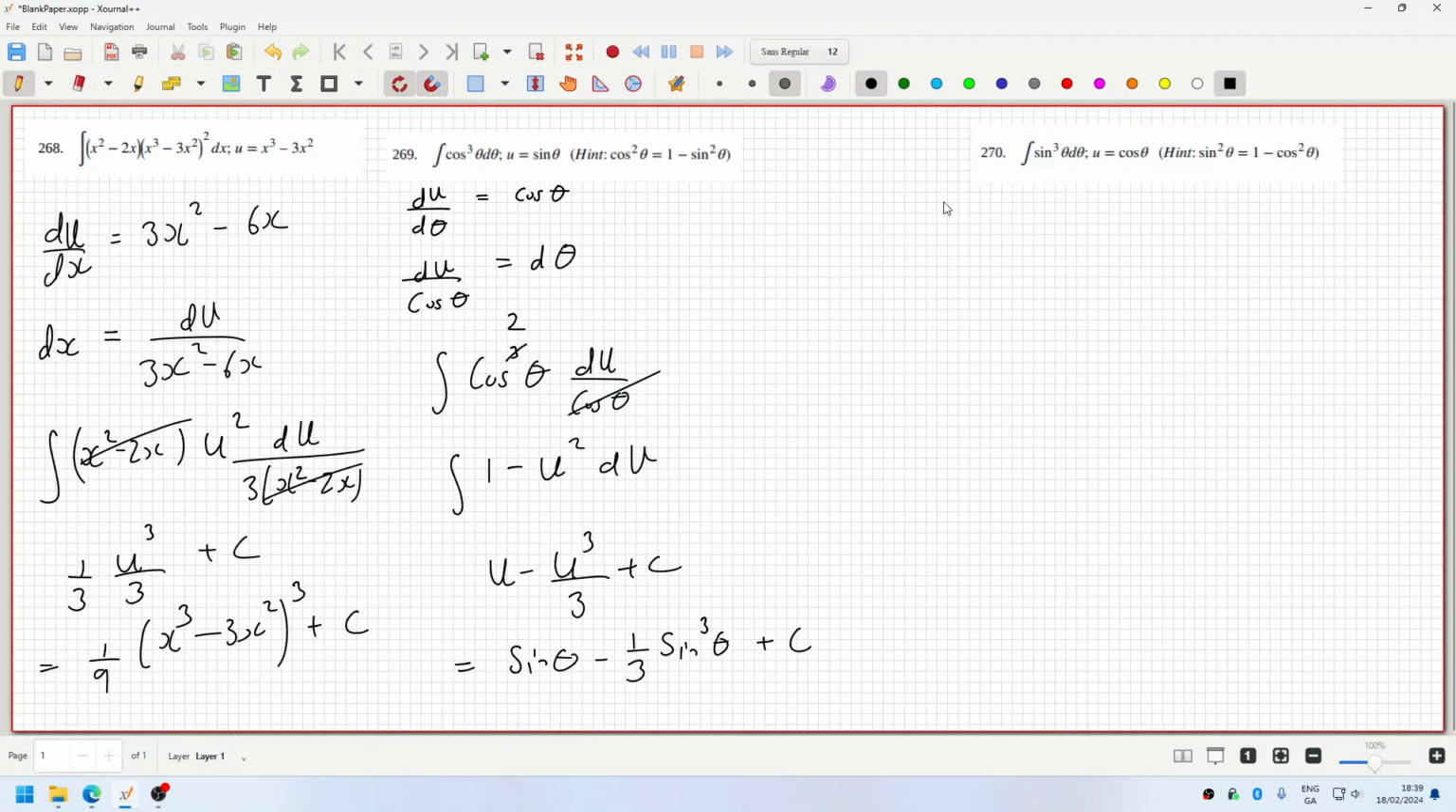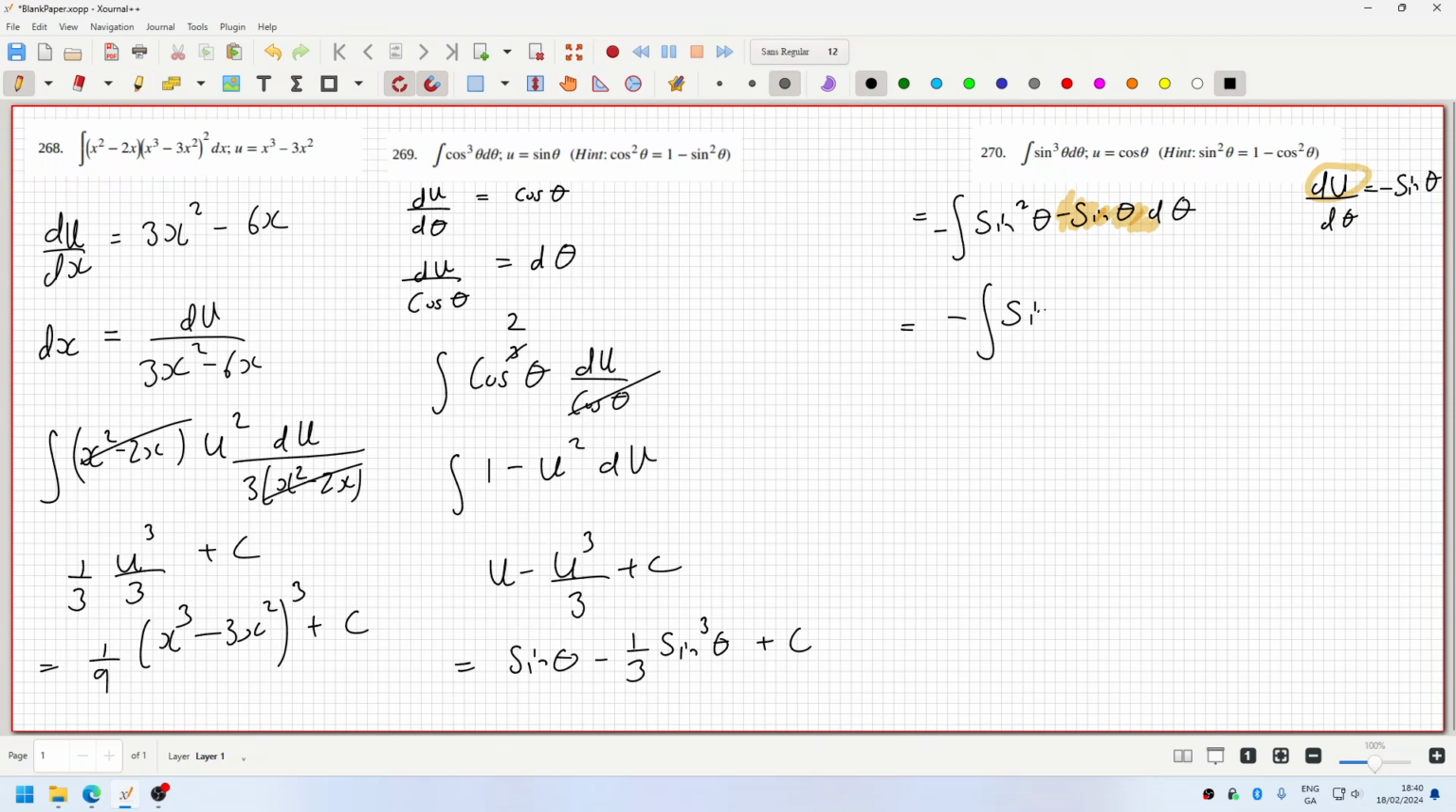And then 270. So again, something similar is going on here. It'd be integration of sine squared theta, sine theta, d theta. And if u equals cos theta, then that means du d theta would equal minus sine theta. So if I put a minus here and here, then minus sine theta d theta, that would be du.